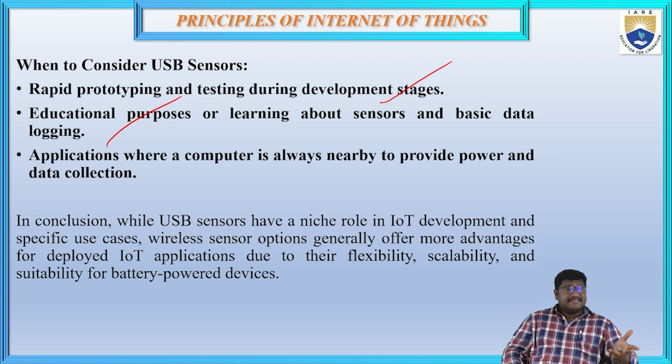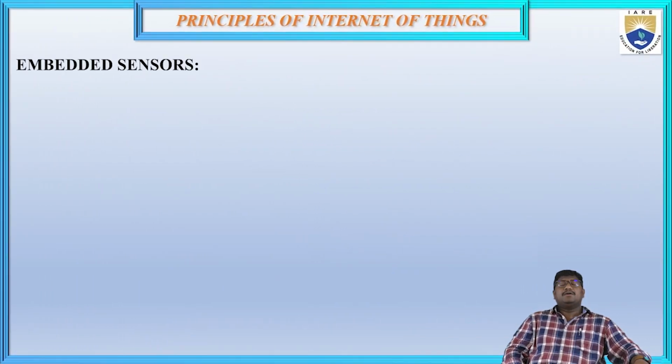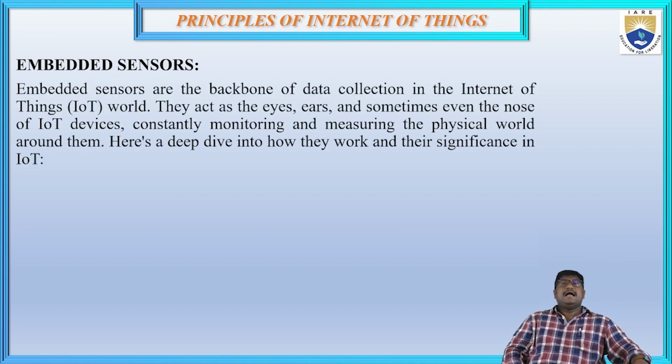I can confidently say that while implementing an IoT system, USB sensors give you good flexibility, good scalability, and provide suitability for battery powered devices. Now I will go on to embedded sensors which are going to be utilized in IoT.